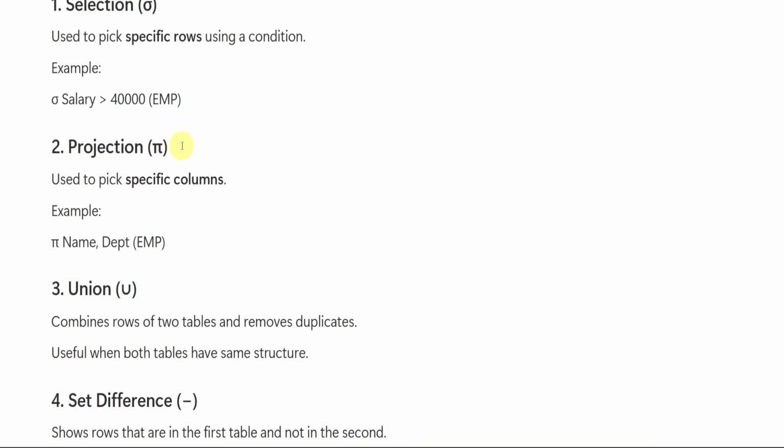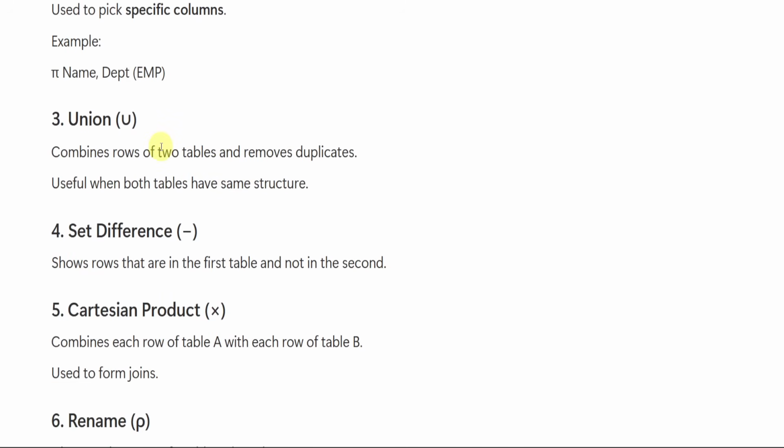Then we have projection. The sign you can see here. Projection is used to pick specific columns. Selection means rows, to select the rows. Projection means to select the columns. You just try to understand this. Then we have union. It combines rows from two tables and also it removes the duplicates.